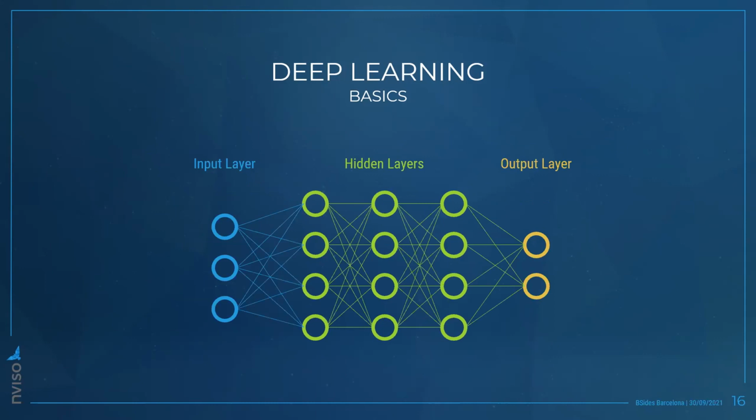Now, in deep learning, we have multiple layers. A simple neural network just has one neural layer in between. In deep learning, we have multiple. So the output of one layer is the input of the next layer. And each layer will bring more complexity to the table.